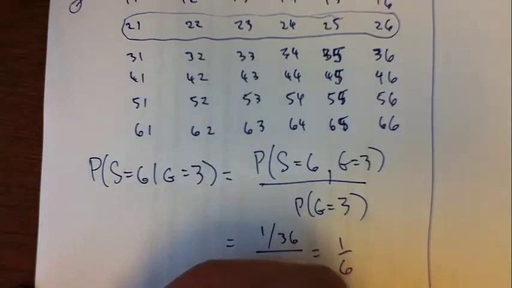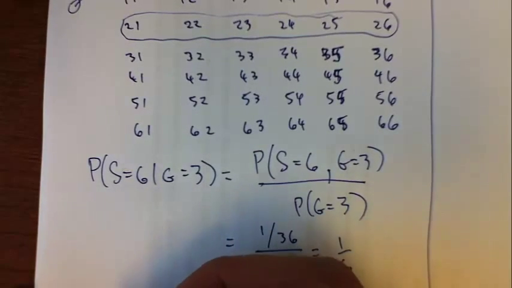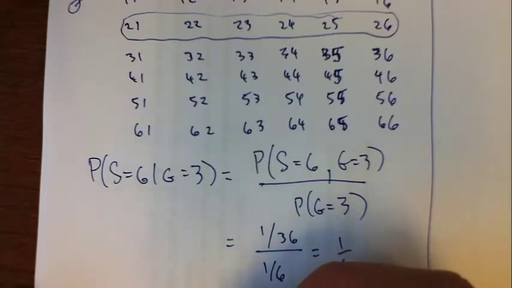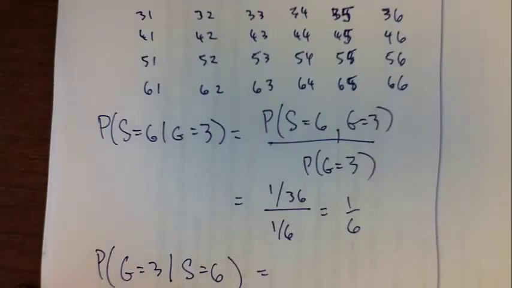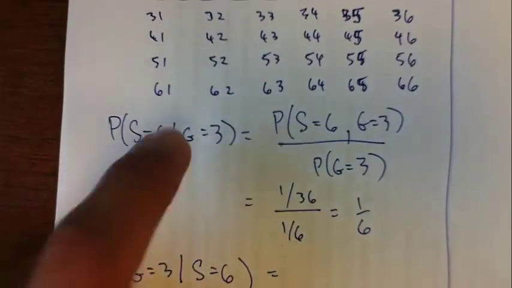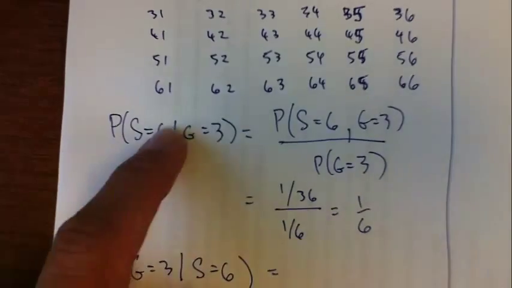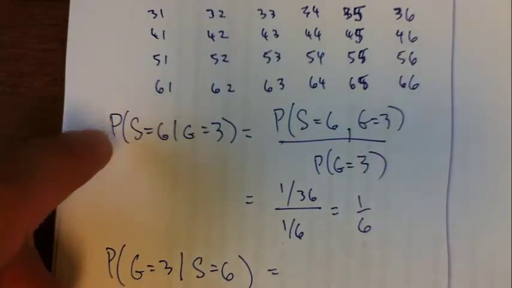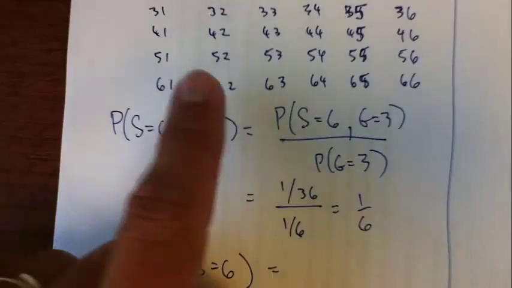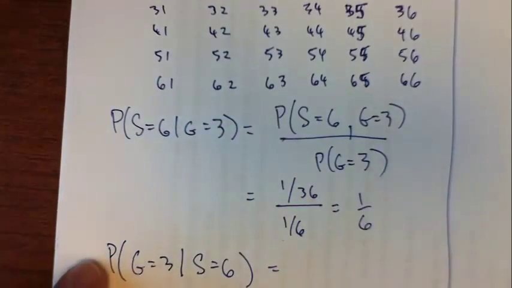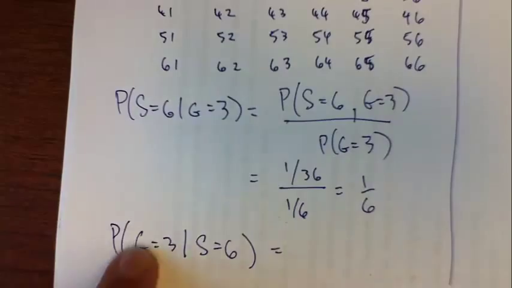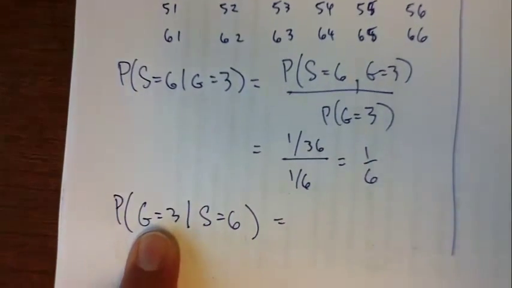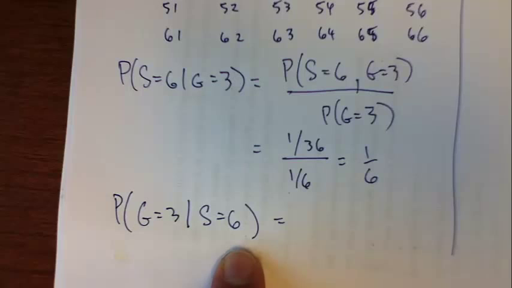What about now? What if I ask a different question? What's the chance that the green is 3 given the sum is 6? See how these are different? They look similar, but they're very different. Here you're asking for the chance of this event given that you've got this information. Now you want the chance of this event given this information. Okay, it's okay. They will in general be different.